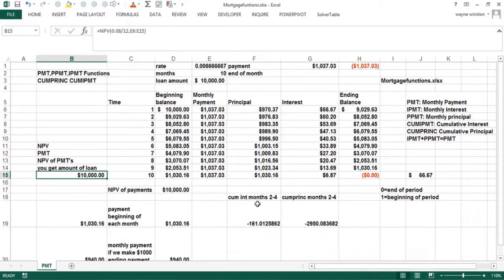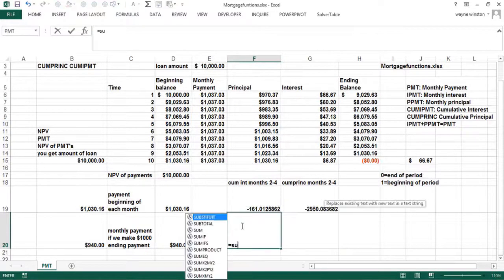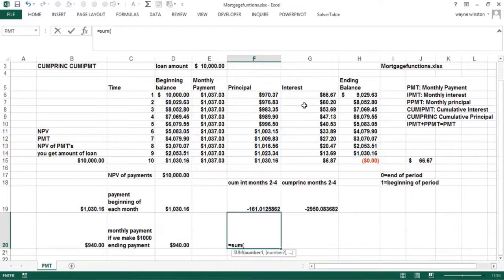Now let's talk about how to figure out the cumulative amount of interest or principal that's paid over a set of months. If you're ever going to analyze adjustable rate mortgages, this really simplifies the work. So let's suppose we look at this loan. What is our cumulative interest for months 2 through 4? Now, if you add those numbers up, you would get $161.